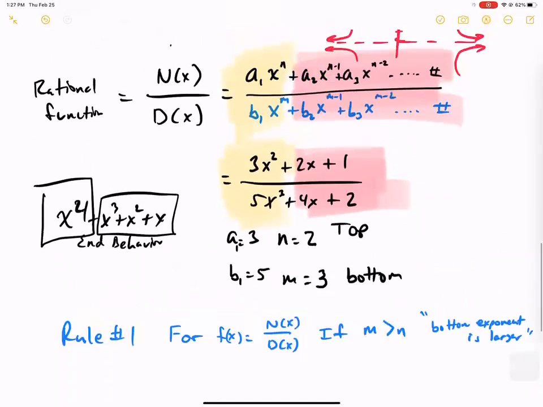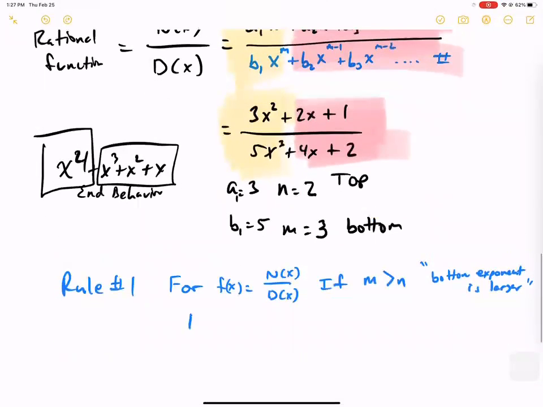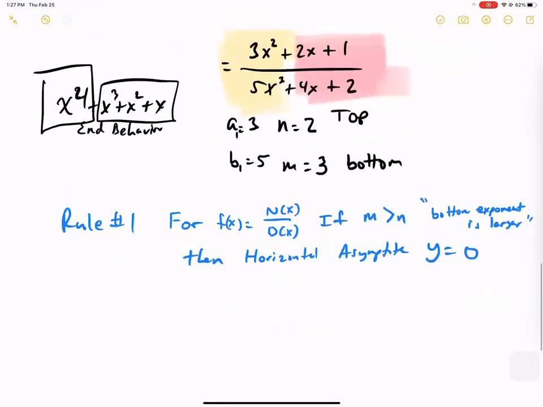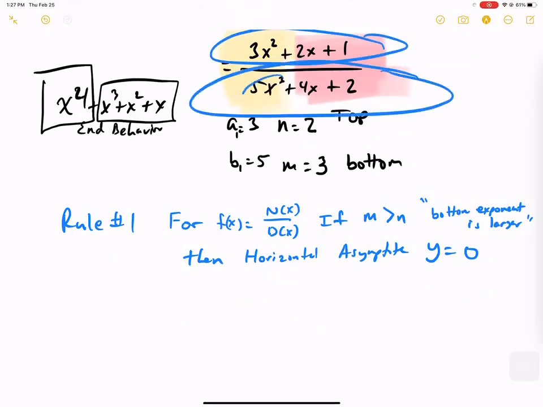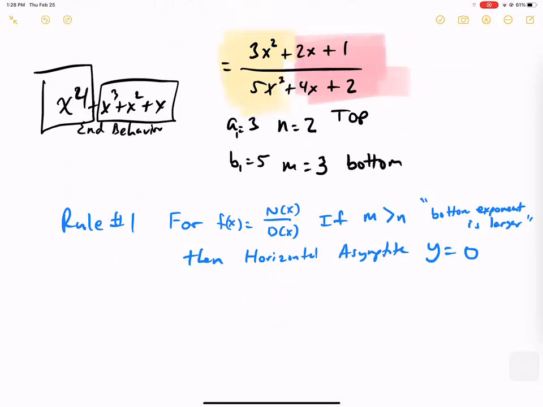If m, looking back here, m is my bottom exponent, right? If the bottom exponent is larger, then automatically the horizontal asymptote is y equals 0. This is rule number 1. Okay, so the rule is this. If you look at any fraction problem, if you look at the top polynomial and the bottom polynomial, if the highest exponent on the bottom is bigger than that of the top, we automatically know our horizontal asymptote is going to be 0.